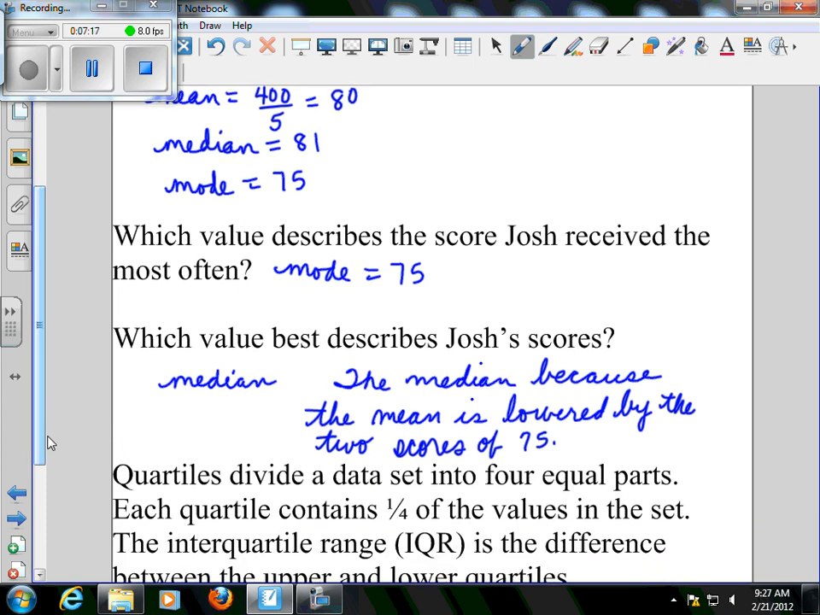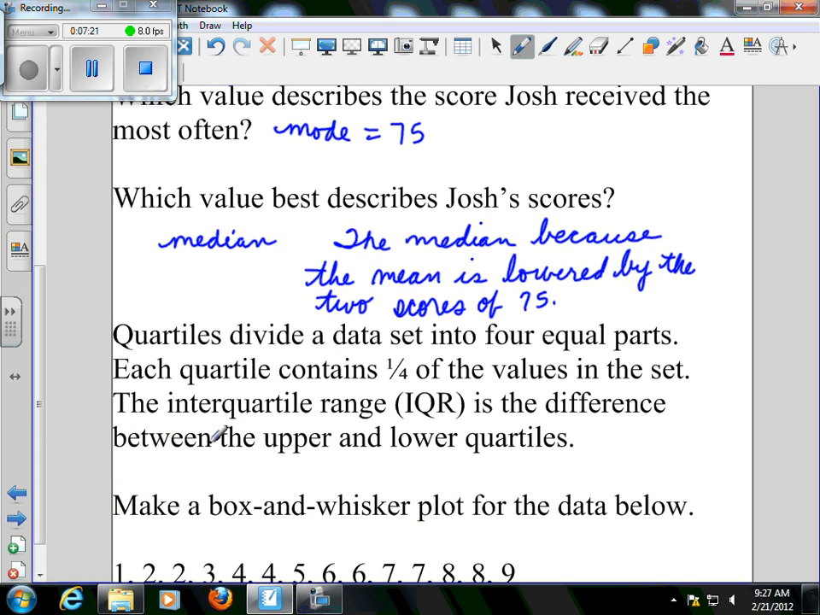The next, quartiles, divide a data set into 4 equal parts. Each quartile contains 1/4 of the values in the set, hence the word quartile. The interquartile range, which we abbreviate IQR, is the difference between the upper and lower quartiles.